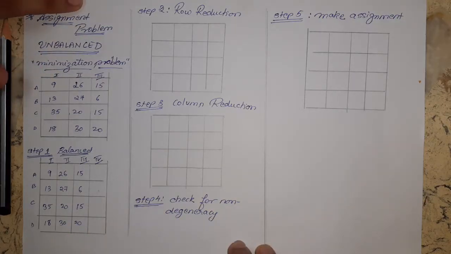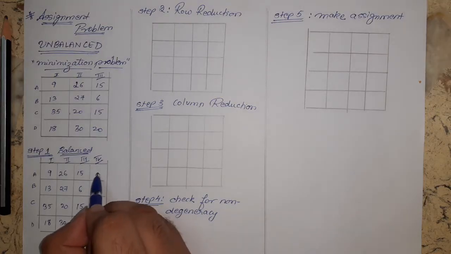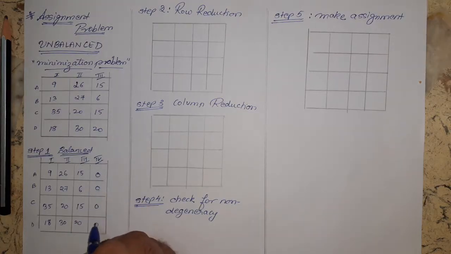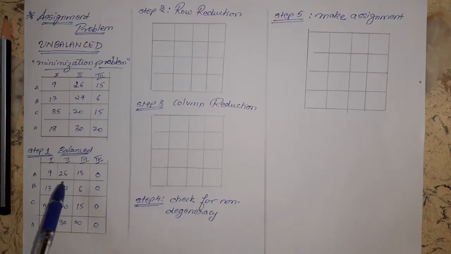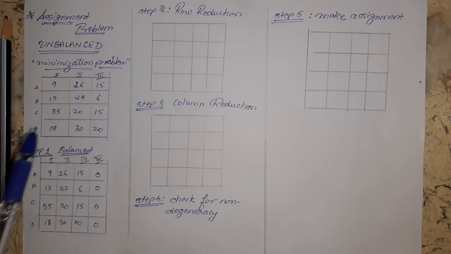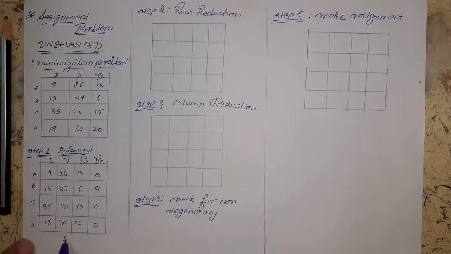Now, in order to balance it, we'll put a dummy column. In the dummy column, all the values will be 0. With this, we'll check whether it is balanced or not. So there are now 4 columns and 4 rows. With this, your question is now balanced. Once it is balanced, it is a 4 by 4 matrix.